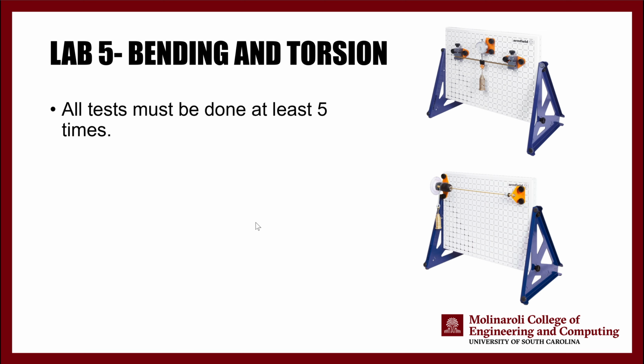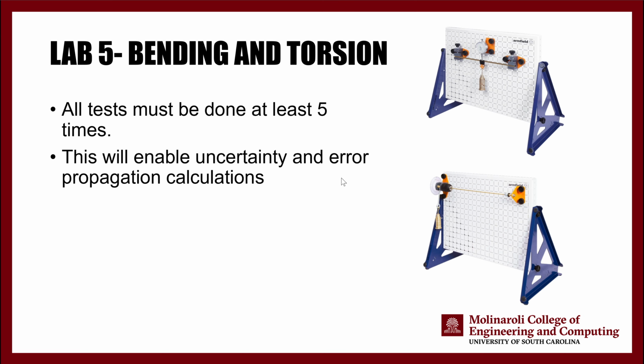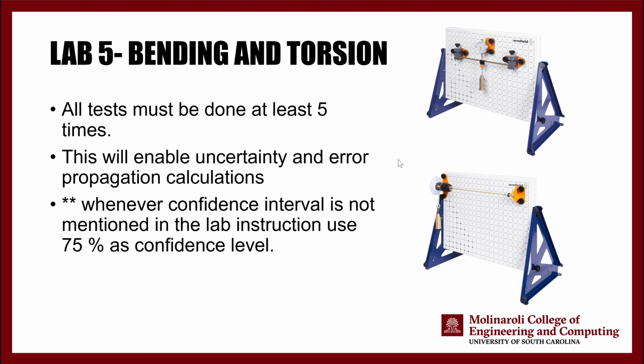You have to keep in mind that all tests must be done at least 5 times, and you can share your results with your section mates, like with other groups that are in your section. The reason we do this 5 times is because I want you to do a statistical analysis and find the confidence interval, because uncertainty analysis is of utmost importance in any experimental measurement. And whenever the confidence interval is not given to you, you can use the 75% confidence interval.